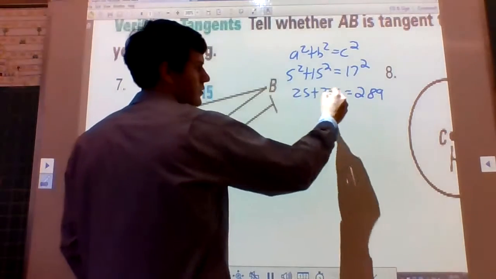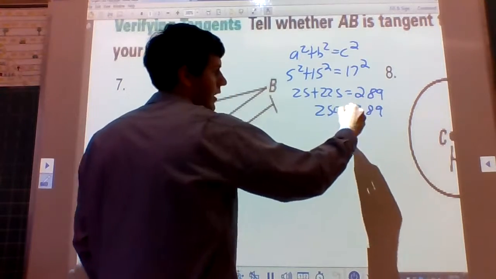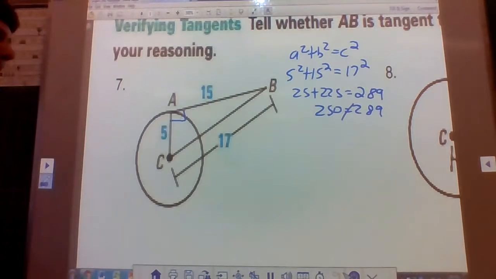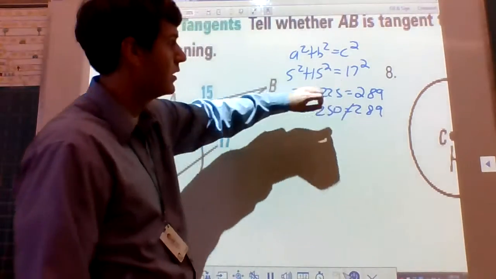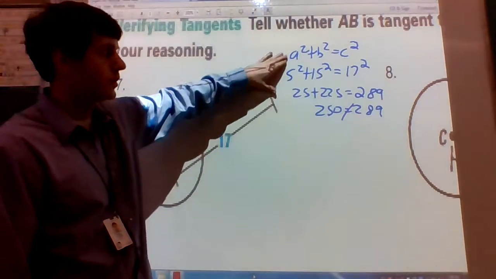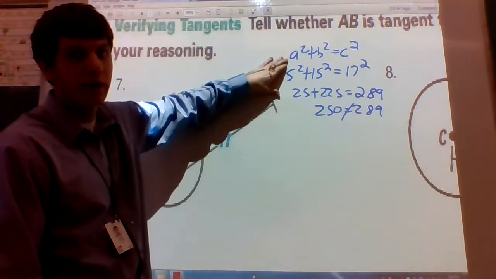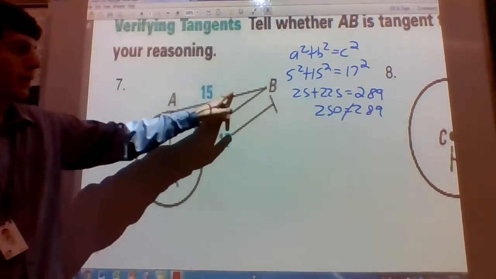Okay, that's going to give us 250 equals 289. That is not a true statement. 250 does not equal 289. What that tells us is that this 5, 15, and 17 do not form a right triangle, because a squared plus b squared equals c squared only works for right triangles. So that's telling us that this triangle is not a right triangle.